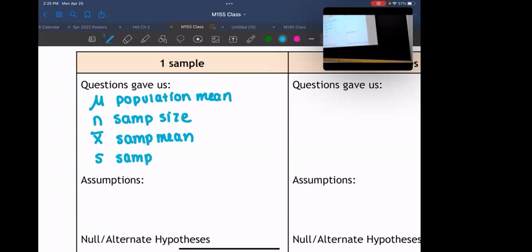Sample standard deviation. Okay. Now, there is one more thing that these questions gave us. It was called the significance level. Does anyone remember the symbol we used for that? It's been a while. Is it alpha or is it P? It's alpha, but P is close. We're going to get to P. So we were also given alpha, which was the significance level.